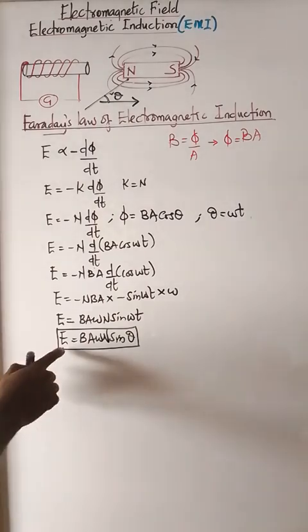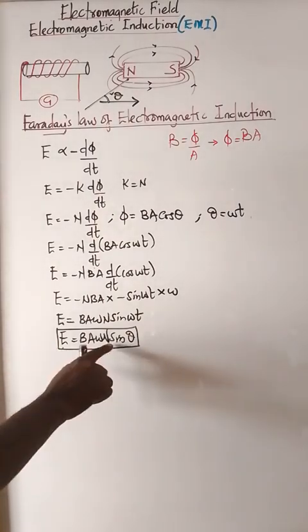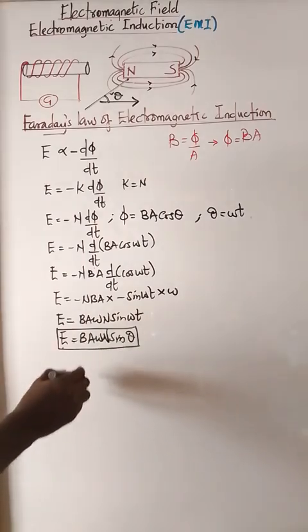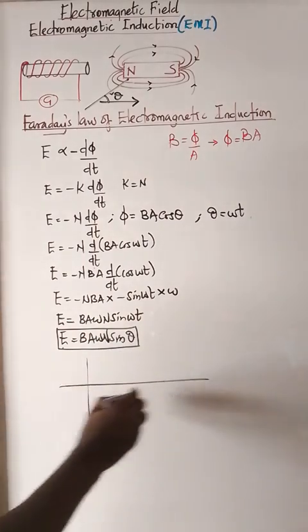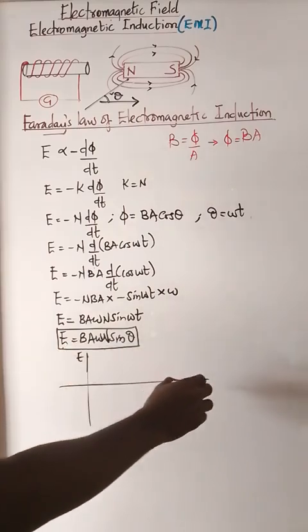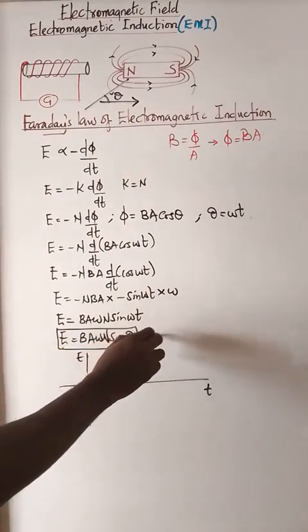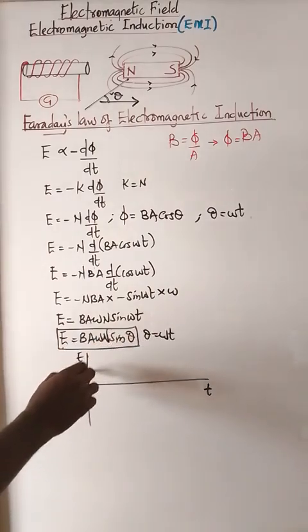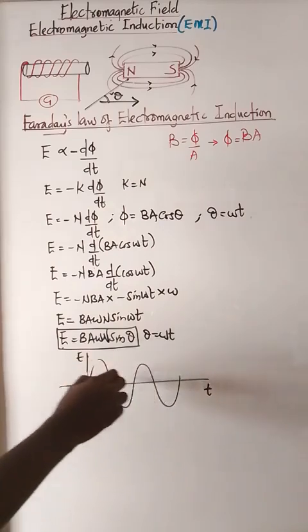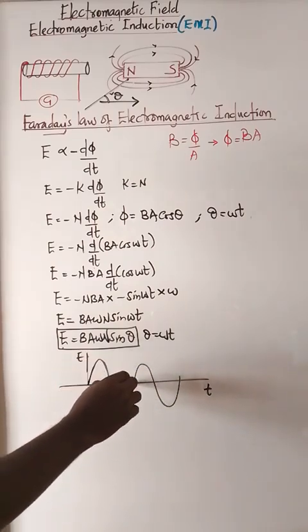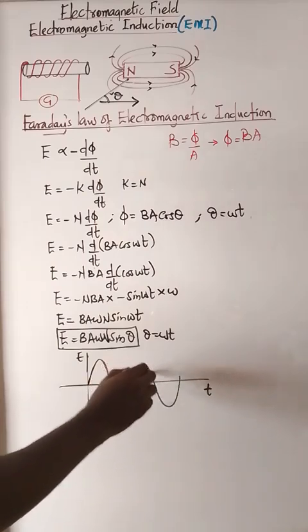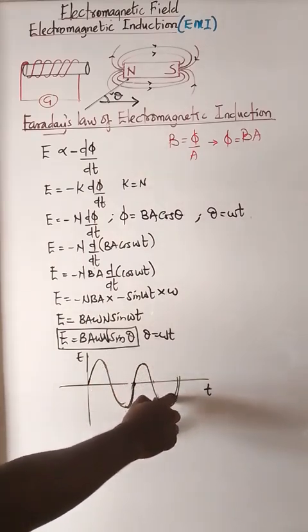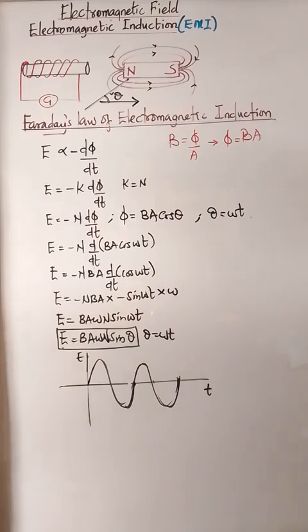So in this case, if you have to sketch this, it is a sine function. So if you sketch the graph of E against time t, because theta is omega t, we are going to have a sinusoidal graph. So meaning it's going to have a frequency. This is the first cycle, second cycle, and it goes on. So the EMF we are going to produce is sinusoidal. So it's like an AC, alternating current.